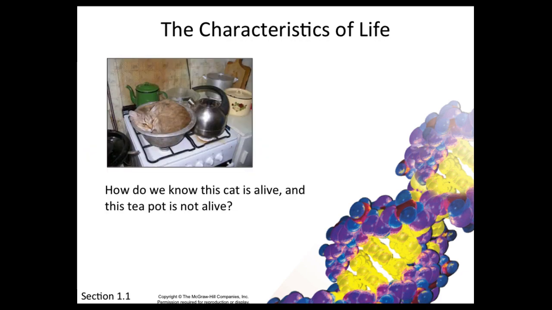So here's a funny picture. We've got a little cat sitting in a colander or something like that, and then we've got a teapot. And looking at this picture, how do we know the cat is alive but the teapot is not? Well, all life shares 5 unique characteristics. And again, this whole 5 situation is how our textbook author presents it. Different books will present this based upon the way that the author organizes these characteristics in their chapter.